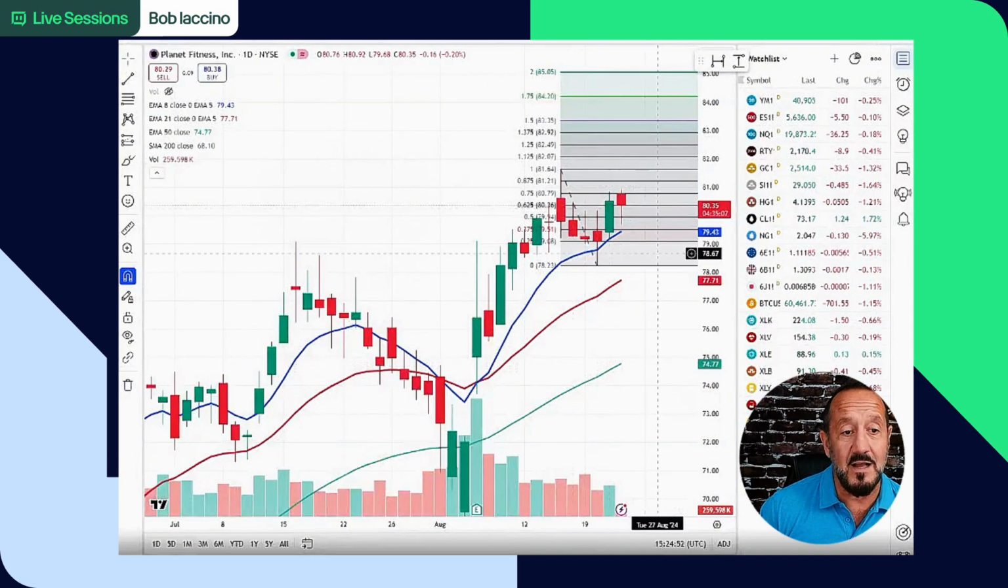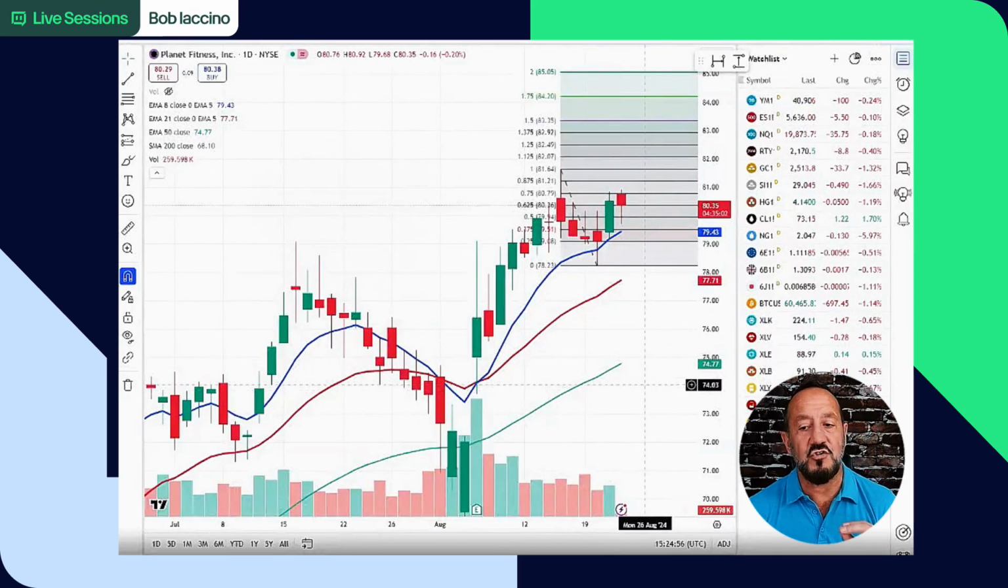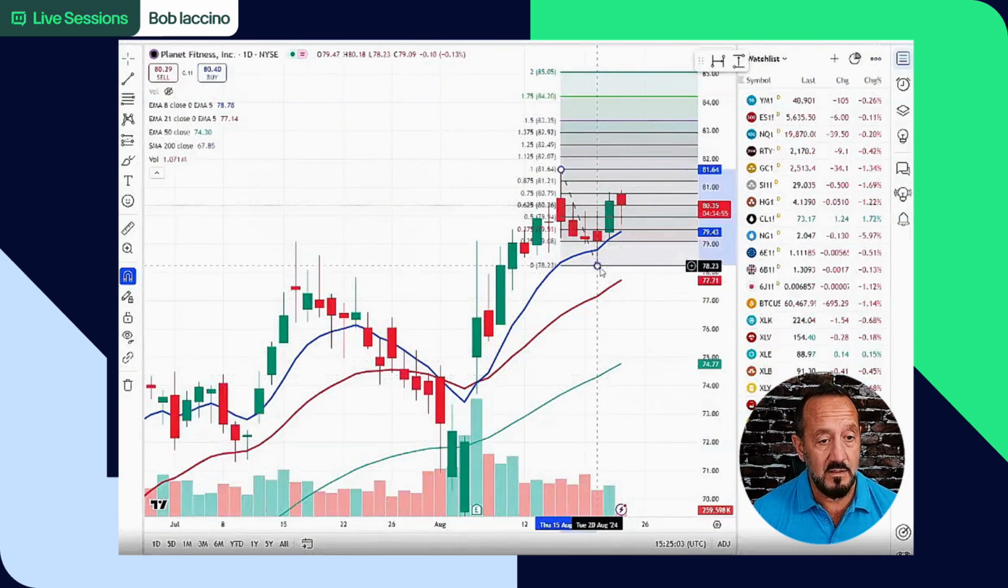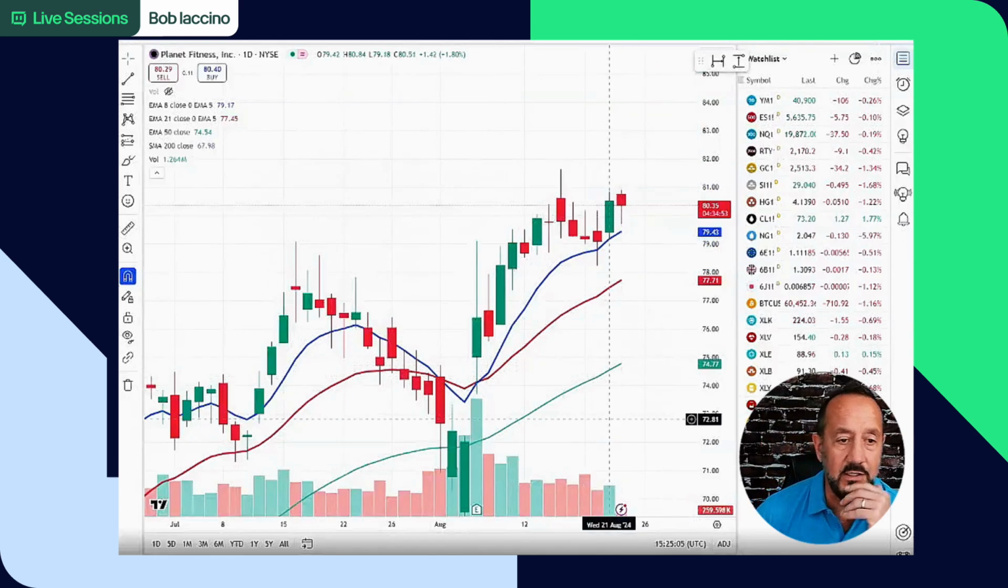Now, that doesn't mean it's not going to work. That's not going to reverse and go down, but the percentages drop quite a bit. So I won't trade it. All right, now, let me get rid of this. How do I get my measured move targets on this?